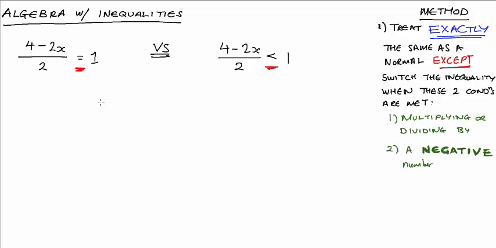So the best way for me to show you this is to run you through an example. Let's first have a look at how you solve this. Hopefully you're confident that the first thing you do is you times each side by 2. So then you're at 4 minus 2x equals 2. Then the next thing you do is take away 4. So now you're at minus 2x equals minus 2.